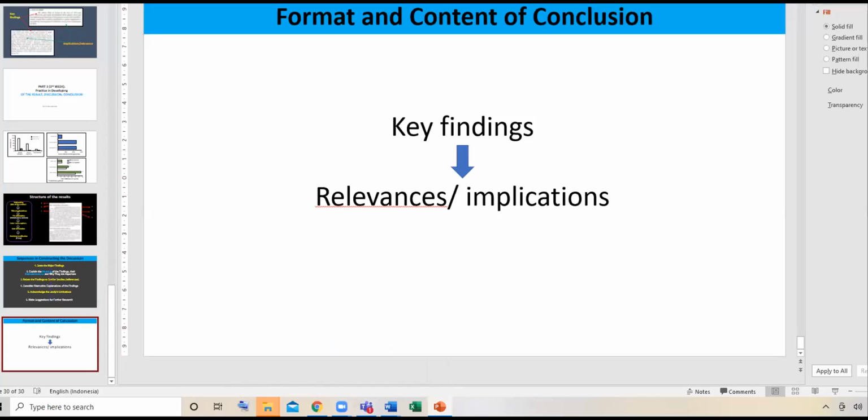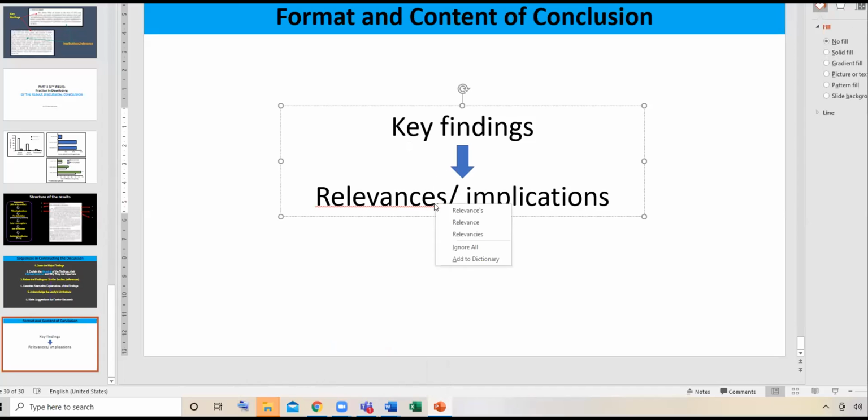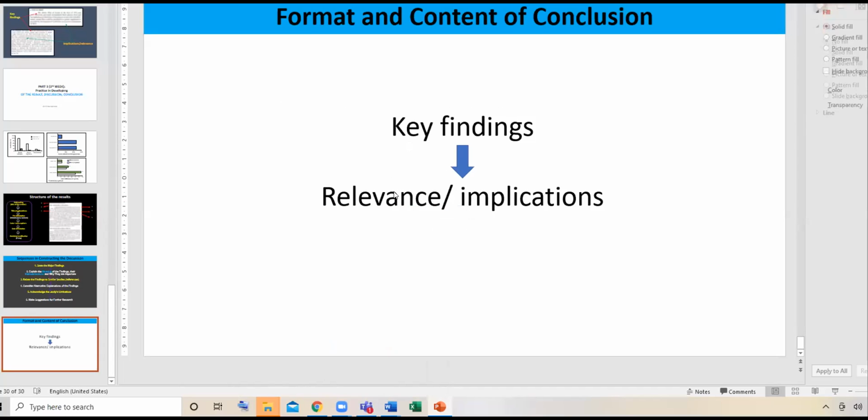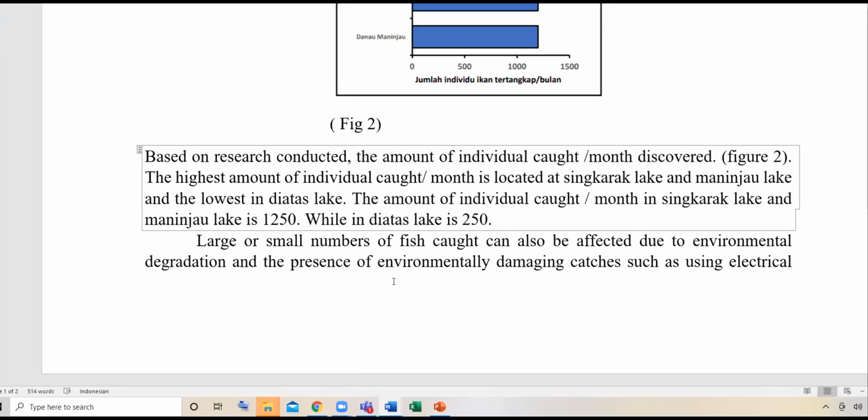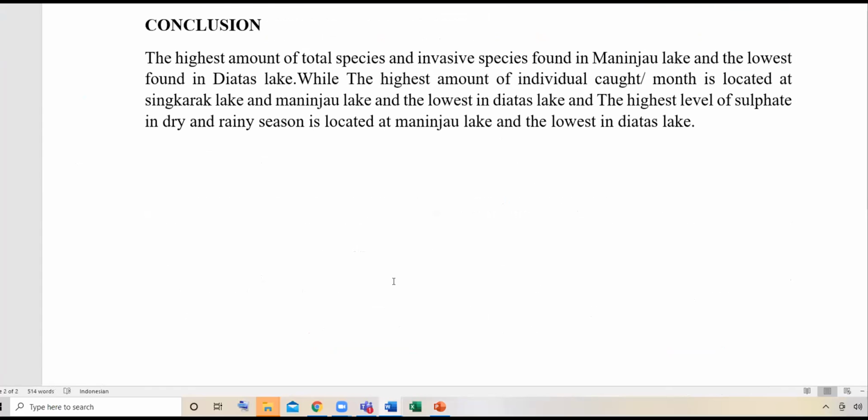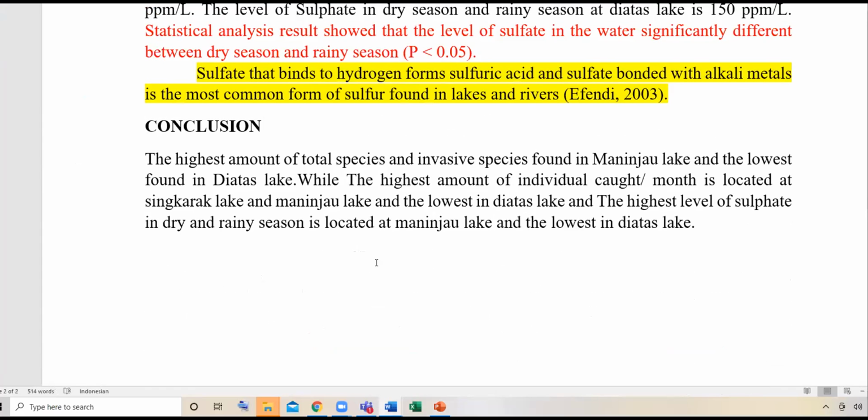Remember that the conclusions should contain two parts. First is about the key findings, and then the next is about the relevance or implication. So let's take an example. So here are the conclusions of Gifari. He concluded that the highest amounts of total species and invasive species, okay, and so on. This kind of findings. Highest amount of individuals, the highest levels of weight. So this is only the findings.